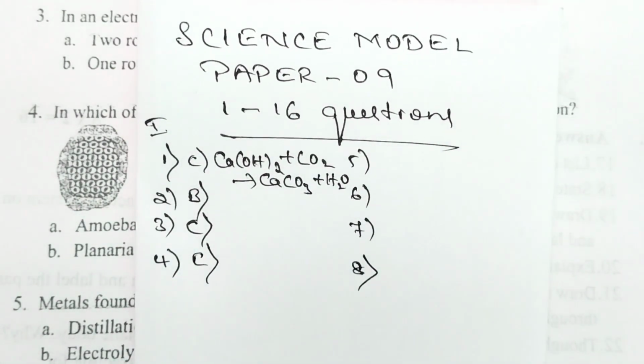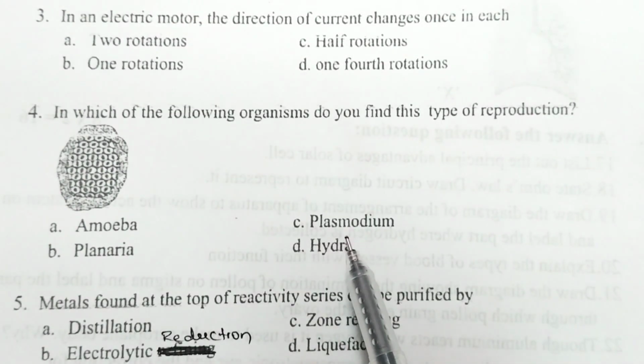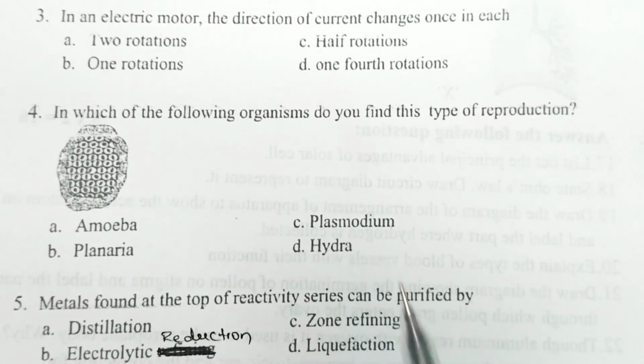So option C, and this plasmodium is a protozoa which causes a disease called malaria.